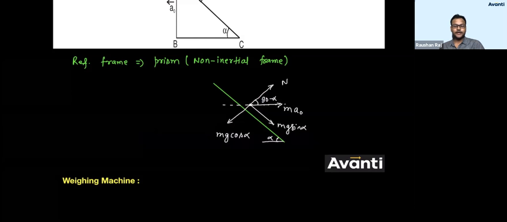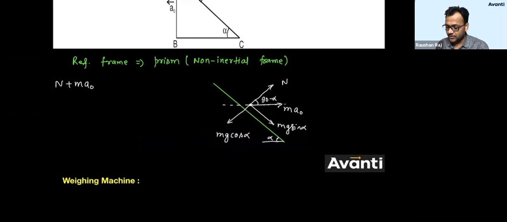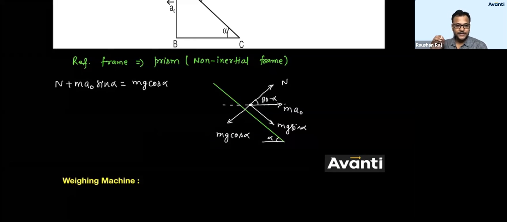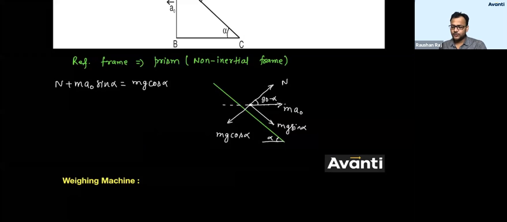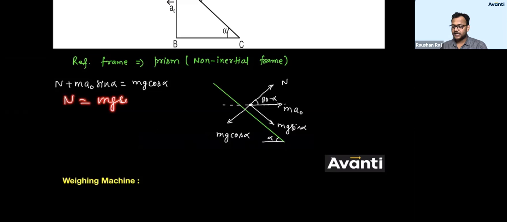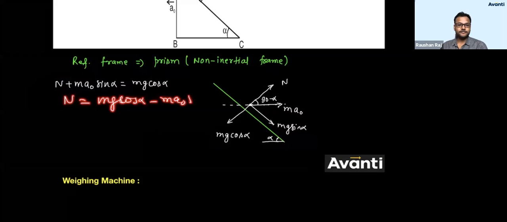ठीक है, क्लियर है. चलिए, तो I would say n plus ma naught sin alpha must be equal to mg cos alpha. If it is being asked to you that what is the value of n, you'll get the value of n from here. However, here we don't have to get the value of n. So even if I don't write this, nothing will change. Okay? But if you have been asked what is the normal reaction, that normal force that this block is going to experience, so normal reaction will be equal to mg cos alpha minus ma naught sin alpha. ठीक है, चलिए बहुत बढ़िया.